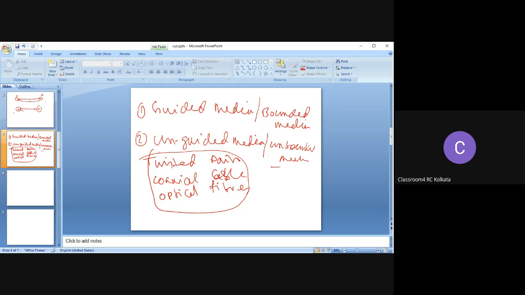Guided or bounded media use electrical cables or optical cables. Electrical cables carry information as electrical signals. Optical cables carry information as optical signals, light. Bounded media are suitable for short distance communication, and unbounded media are suitable for long distance communication.